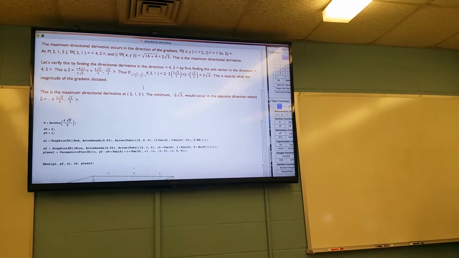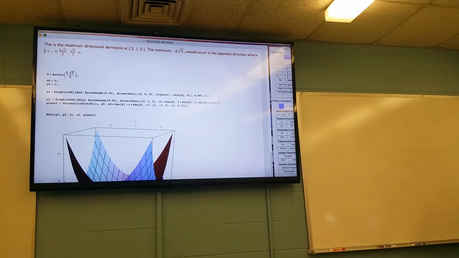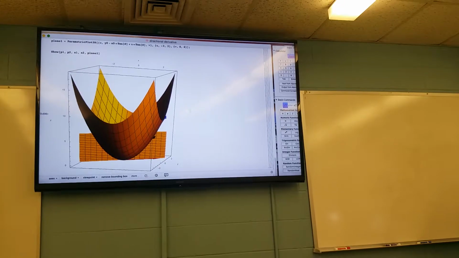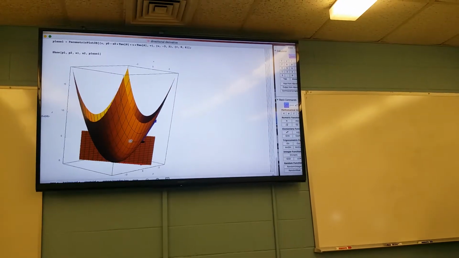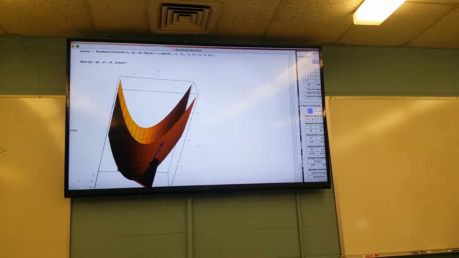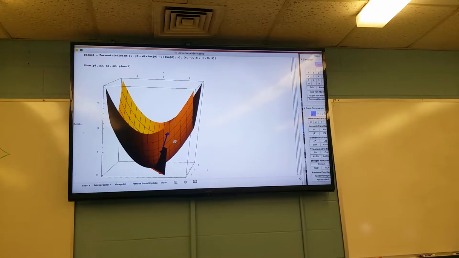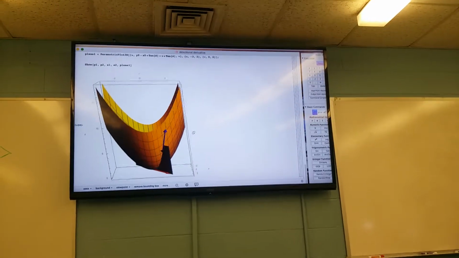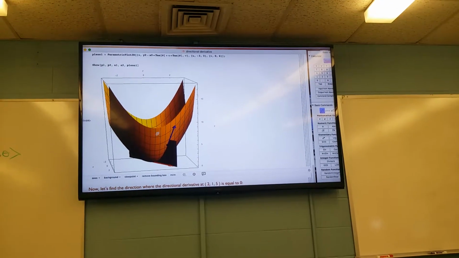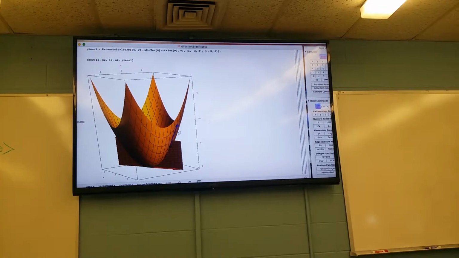All right, and now we're going to do it right here. This one here is the one that's highest up on that parabola. That's the intersection. It's the greatest of all the directional derivatives. This one right here, it's in the direction of the gradient.